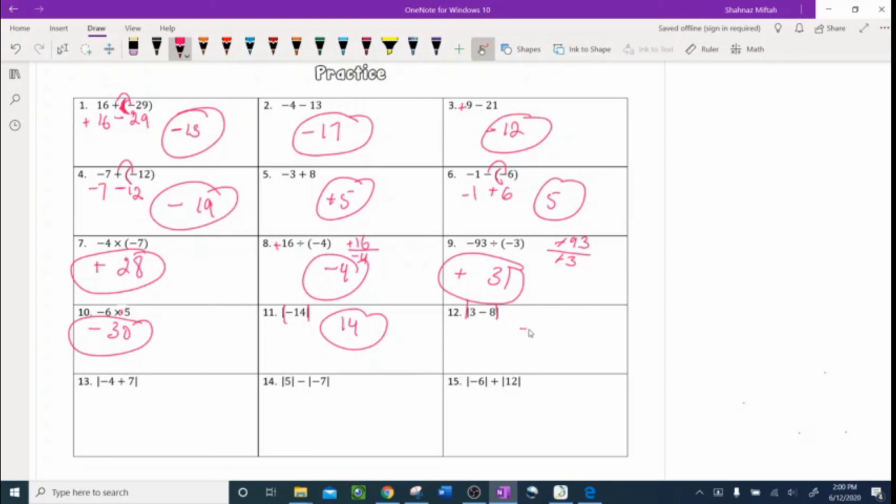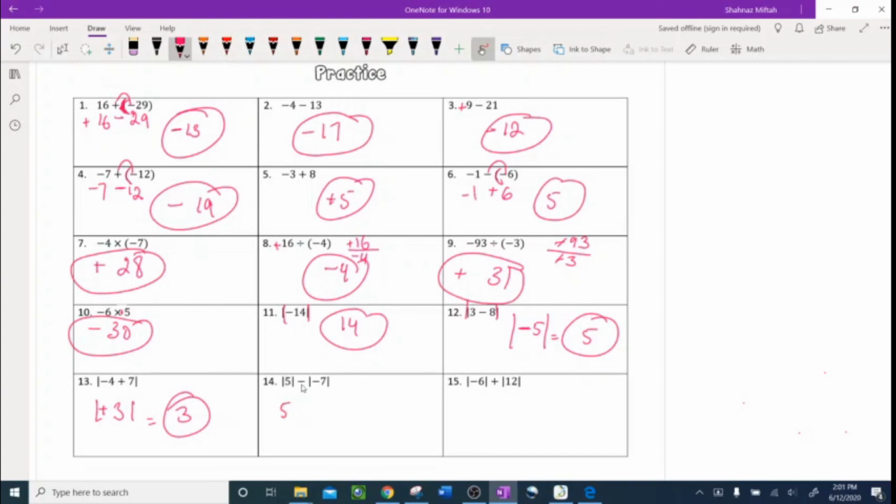Different signs you subtract, keep the sign of the bigger number. Bigger is 8. I'm keeping that within the bar. 8 subtract 3 is going to give me 5. When you take it out from the absolute, it turns positive. Same thing goes here. Within the bar, you keep the bigger. Different signs you subtract, keep the sign of the bigger number. Bigger is 7, positive. You subtract, it's going to give me 3. Take it out from the absolute, it's going to be 3.